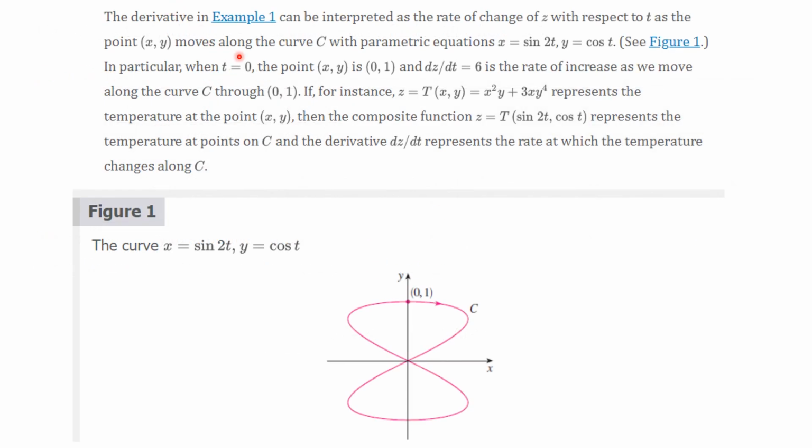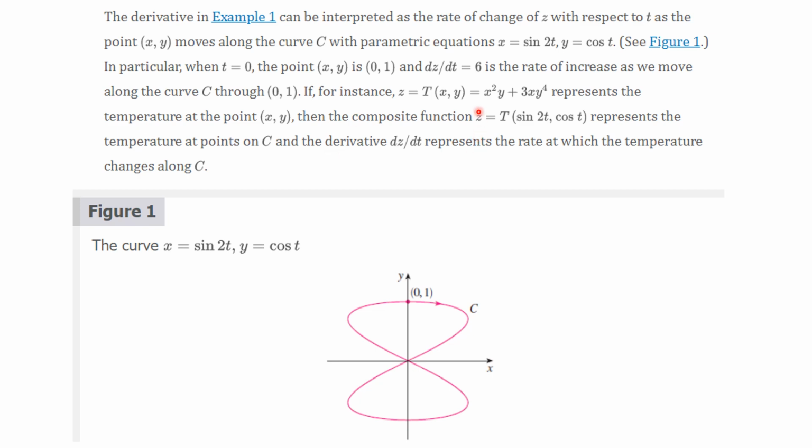Now, the derivative that we just thought about was really in three-dimensional space. It can be interpreted as the rate of change of z, and you can think of that as a third axis coming out towards you if you want, with respect to t at the point (x, y). As (x, y) moves along this curve, and this curve is the parametric curve x equals sine of 2t, y equals cosine of t. And so in particular, at t equals 0, this is at the point (0, 1), and the derivative of 6 is the rate of change through that point.